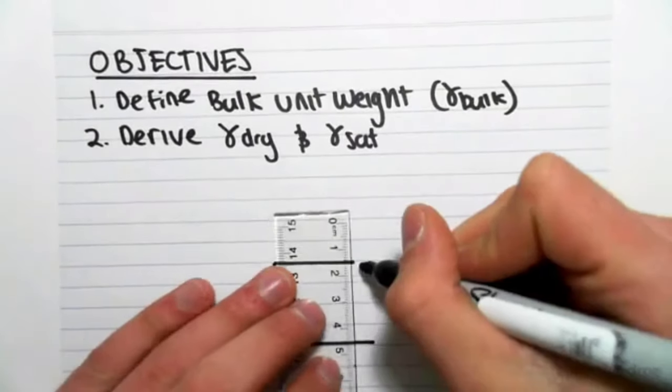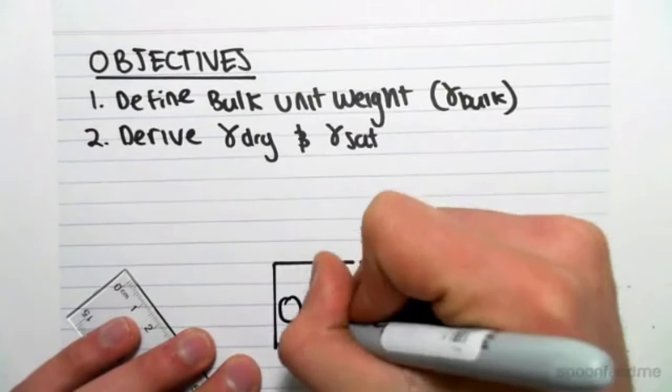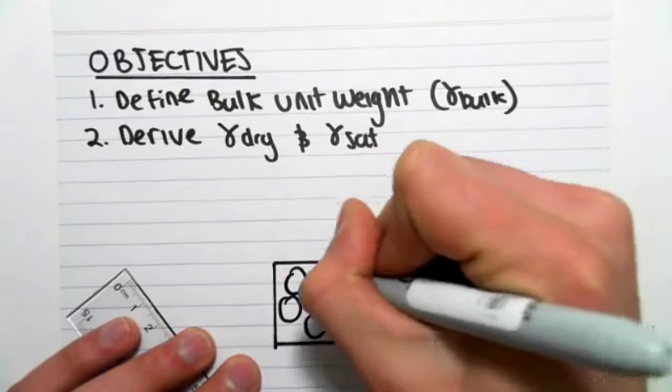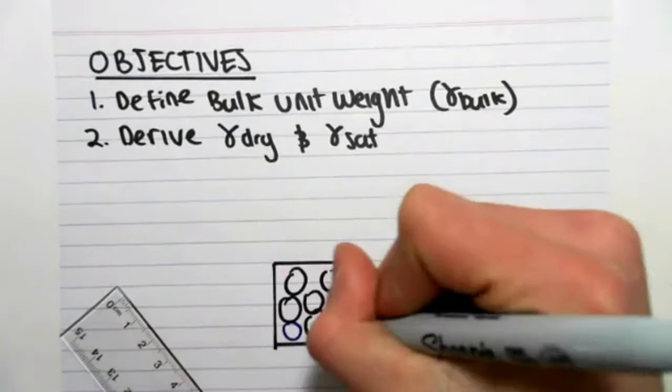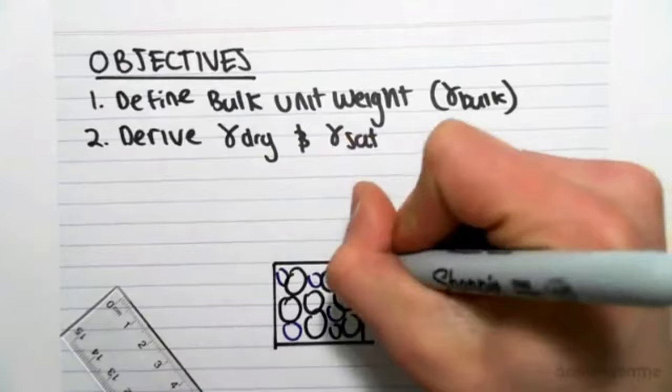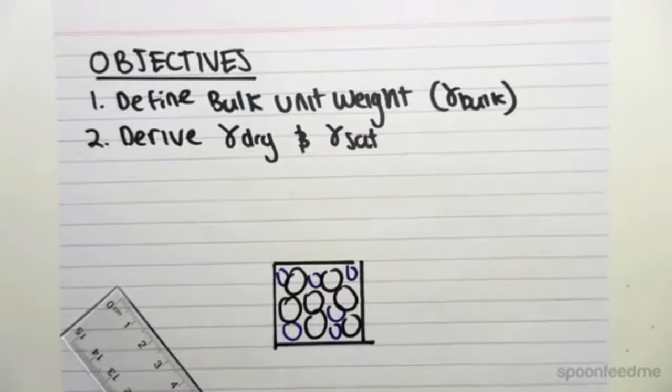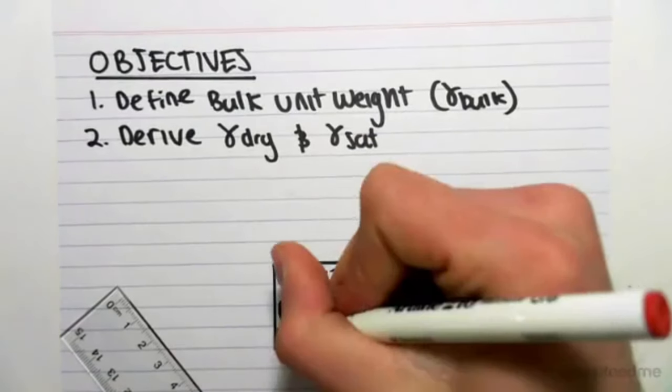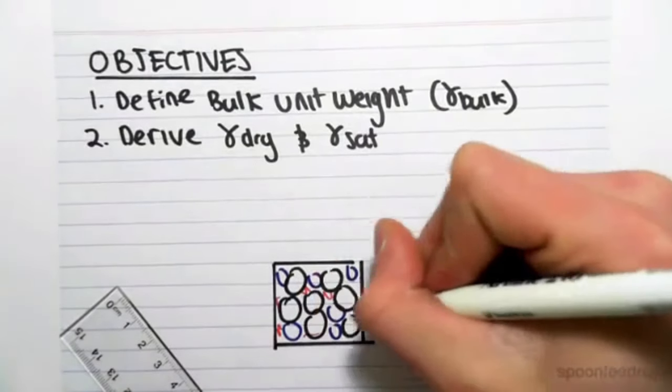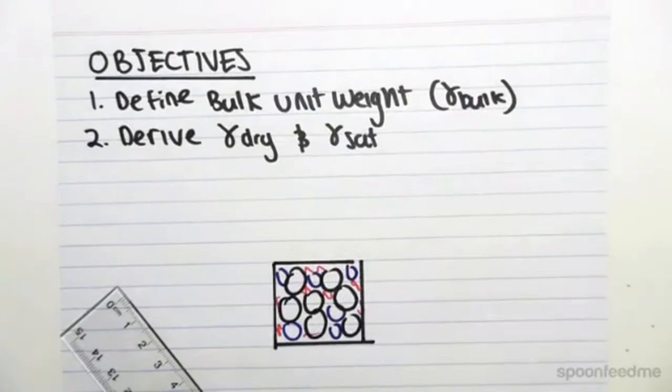Our sample of soil, as we know, has solid particles. It's going to have water, which is given by blue, and it's also going to have pockets of air in red. So there's our soil sample.